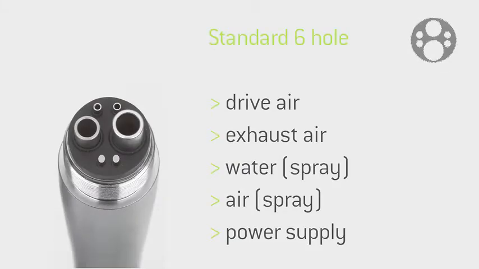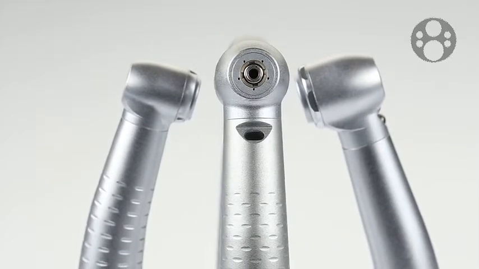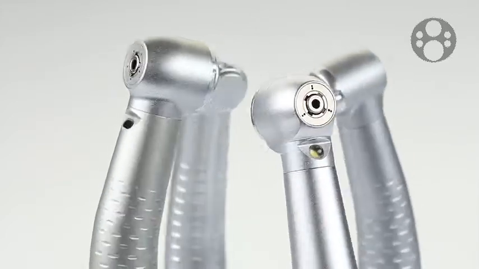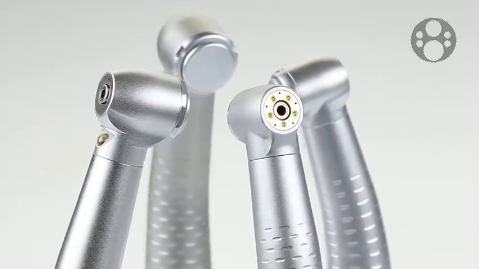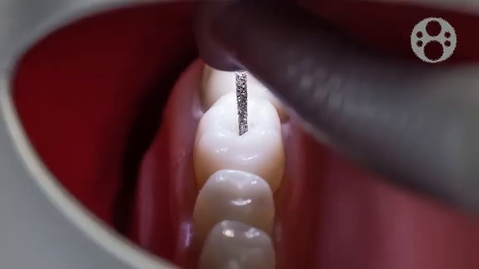The standard 6-hole connection has, in addition to the standard 4-hole connection, 2 electrical contacts through which a light can be operated. With this energy, both halogen bulbs and modern LED systems can be operated, allowing optimal lighting of the treatment area.